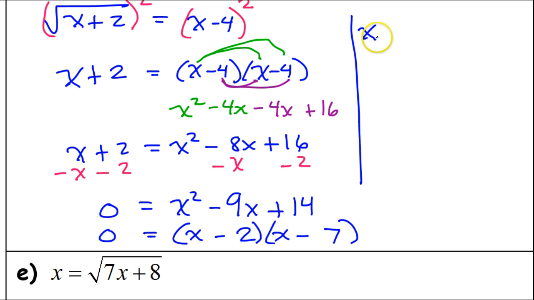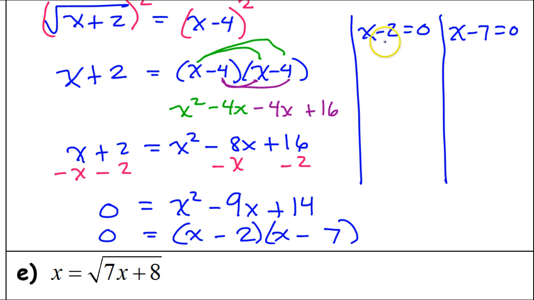we can get one solution by setting x minus 2 equal to 0. And we can get another solution by setting the x minus 7 equal to 0. So adding 2 to both sides, we have x equals 2. Adding 7 to both sides, we have x equals 7.